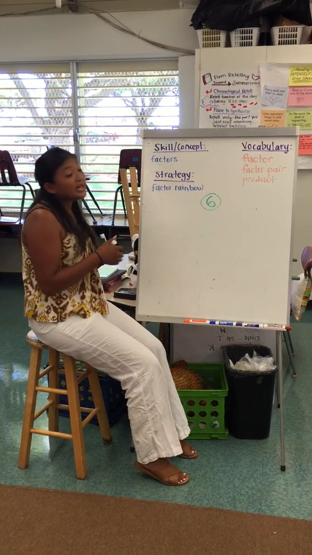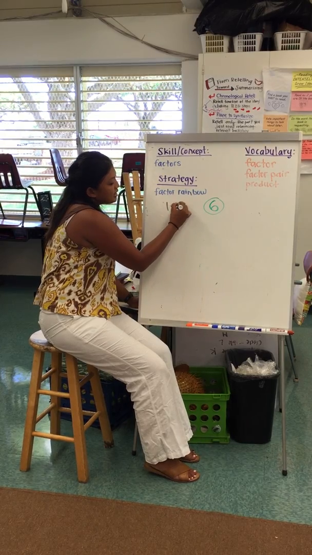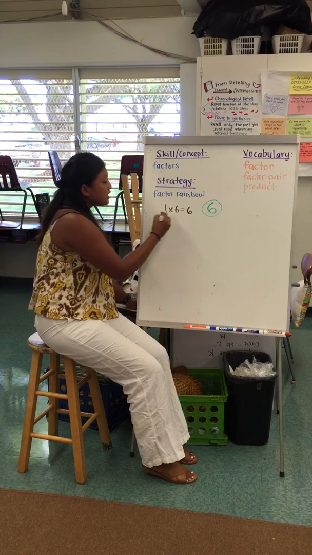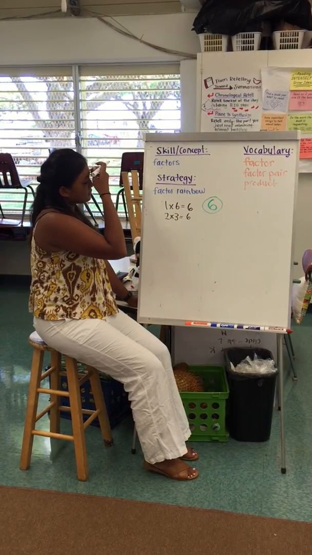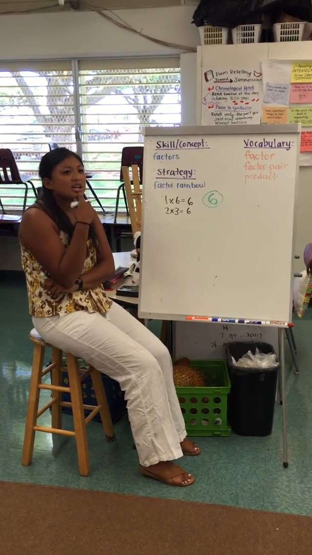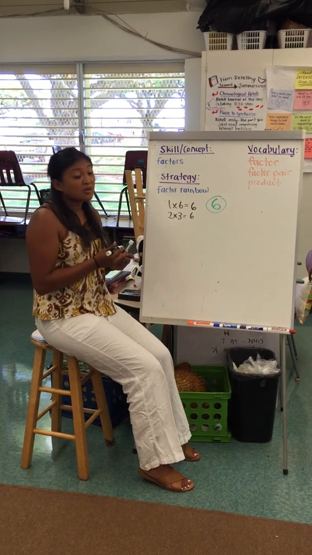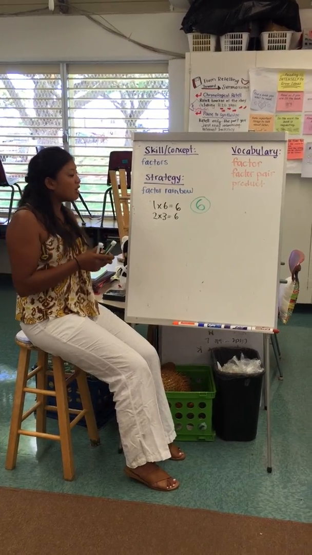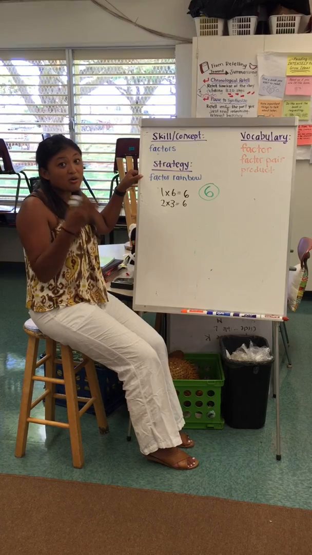Let me just think. Well, I could list it out. I know that 1 times 6 equals 6. And 2 times 3, that also equals 6. I think that's it. But as I'm thinking, if I had to list all of the equations out, it might take me a really long time. And I'm kind of finding it tricky to think of all of them. So that's where we can use a factor rainbow. Echo?